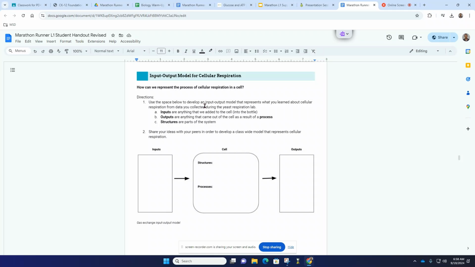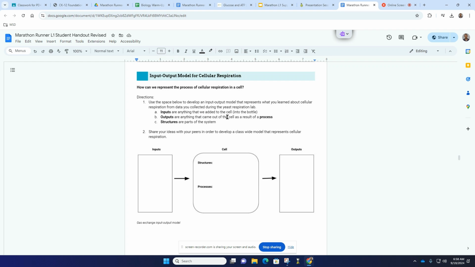Hello, the purpose of this particular video is going to be to take a look at pages 17 through 20 of your gas exchange and cellular respiration packet, and just go through some of the notes with you in case you are getting stuck. So the model that you are creating here is based on the lab that we've been doing and based on cellular respiration.